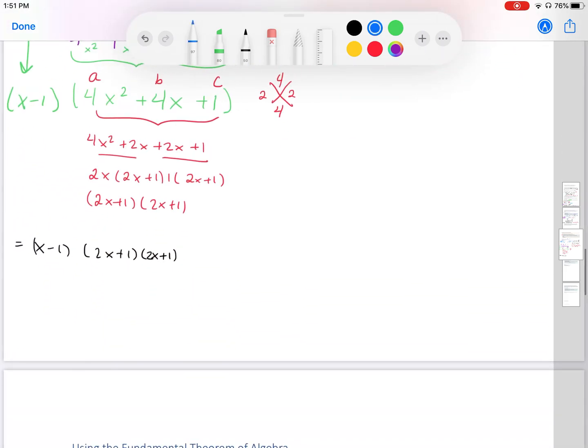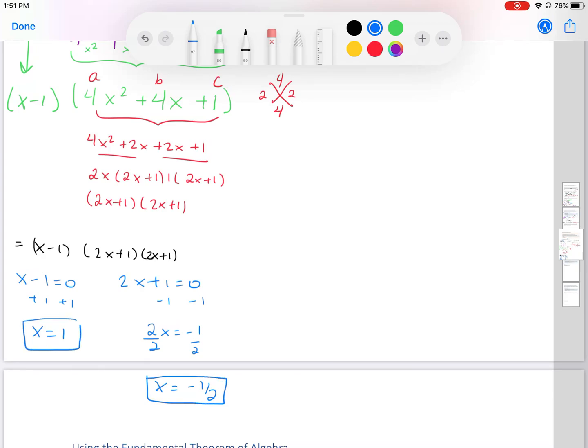So last bit, we want to set each one equal to 0. I have x minus 1 equals 0, 2x plus 1 equals 0, and I don't have to write it twice. That one repeats. So plus 1, we get x is equal to 1. Minus 1, 2x is equal to negative 1, divided by 2, x is equal to negative 1/2. And those are our zeros. Keep a note that this one has a multiplicity of 2 because it repeats twice.